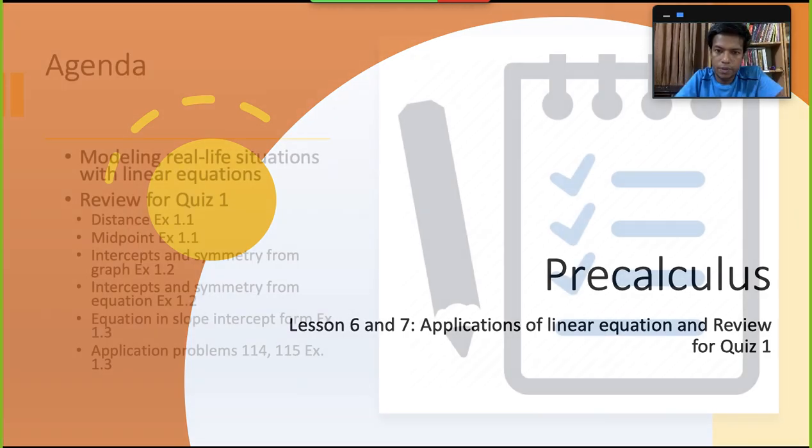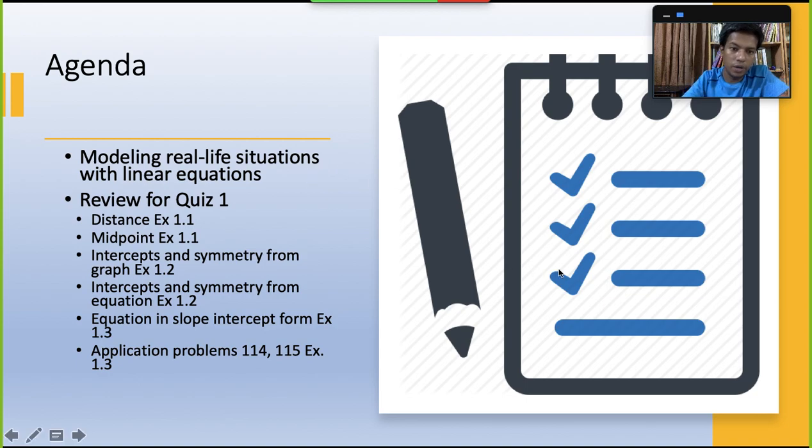This is the agenda: modeling real life situations with linear equations. We have some examples that we will discuss here. Then these are the review for the quiz 1. Okay, so let's begin.